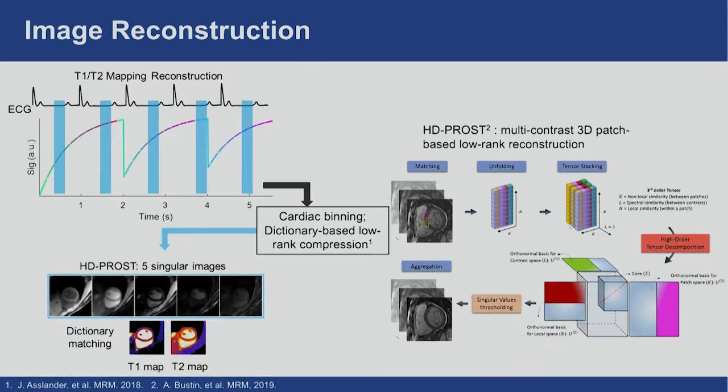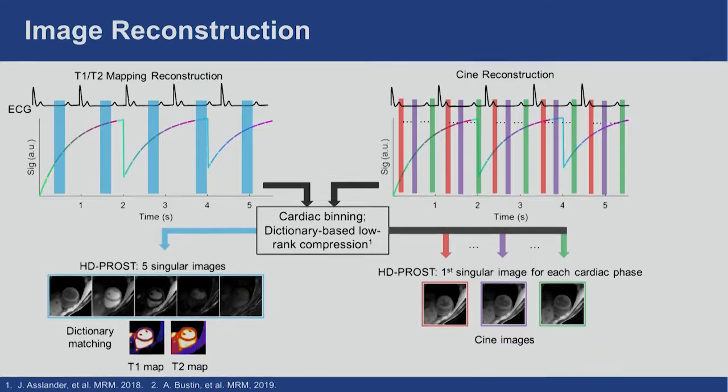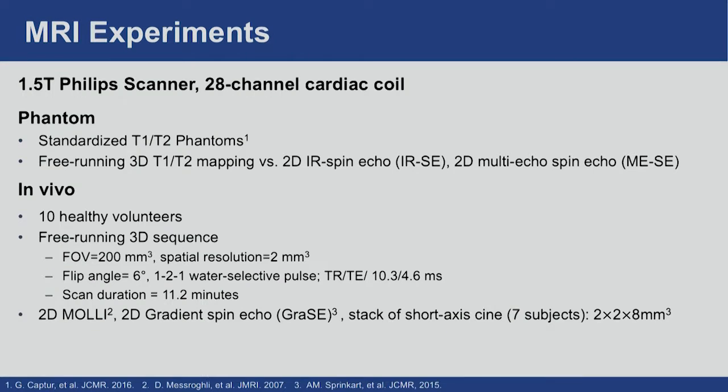After the HD plus reconstruction, dictionary matching was performed to get the T1 and T2 maps. For Cine reconstruction, cardiac binning was performed for a series of cardiac phases. After the dictionary-based low-rank compression, the first singular images with the highest SNR were reconstructed for each cardiac phase to generate the Cine images.